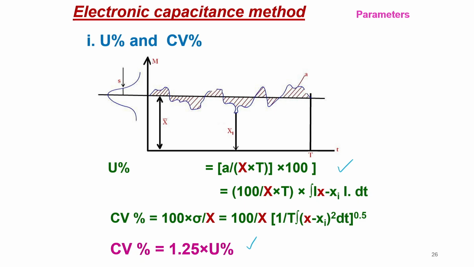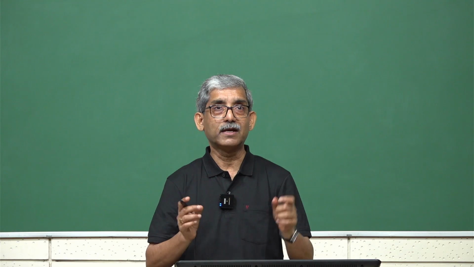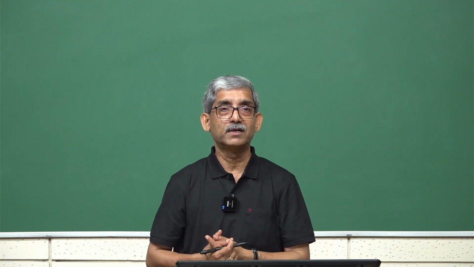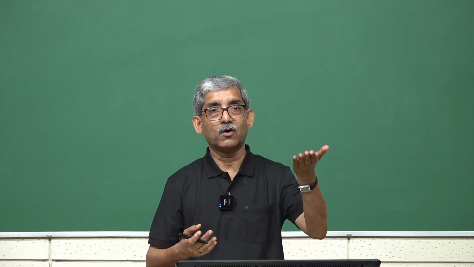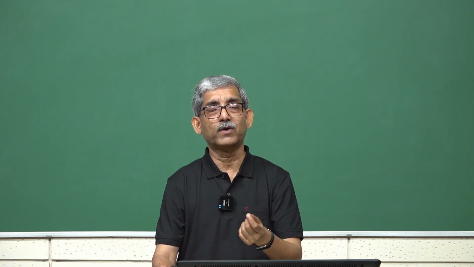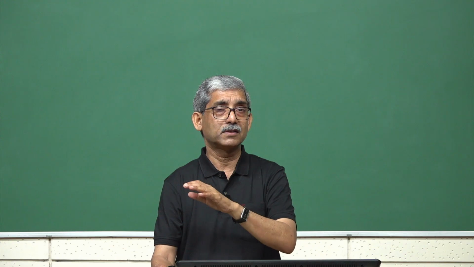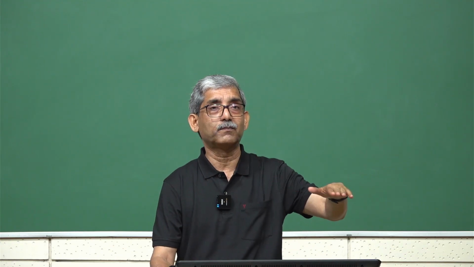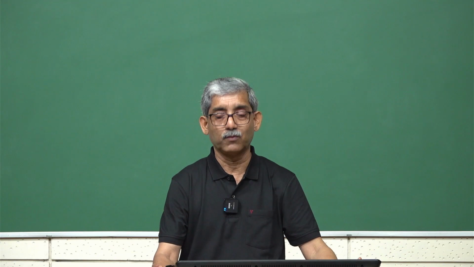So, in this electronic capacitance type method of measurement, we get both CV% and U%, and the CV% value is higher than U%, approximately 1.25 times, but in actual cases it may not always be 1.25. Okay.